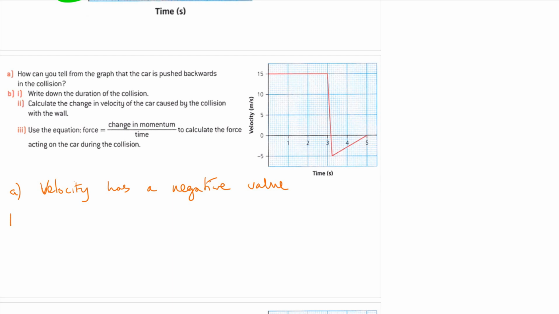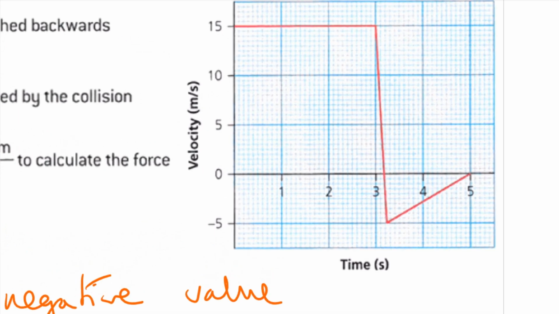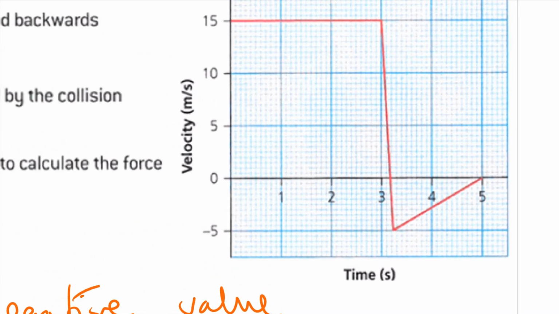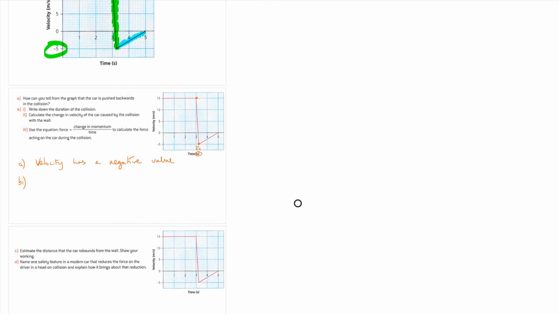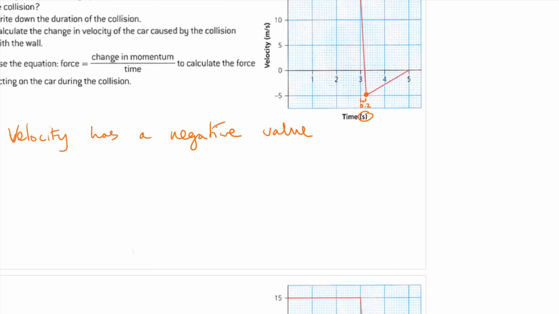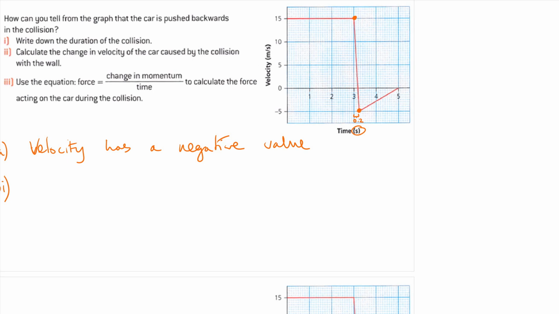Write down B part 1. Write down the duration of the collision. Well, the collision starts here and ends here, and so that value there is 0.2 seconds. So 0.2 seconds is the collision time.